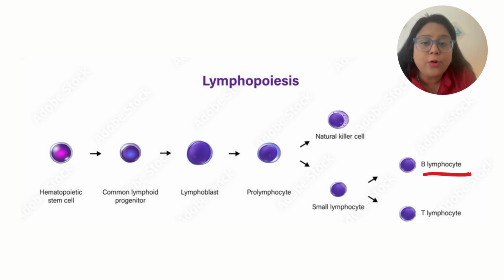Let's first talk about lymphopoiesis. Well, you all know that lymphopoiesis starts from a hematopoietic stem cell. This hematopoietic stem cell undergoes transformation to a common lymphoid progenitor, which further transforms to lymphoblast, prolymphocytes, and then small lymphocyte and natural killer cells are formed. These small lymphocytes are of two types: B lymphocytes and T lymphocytes. So, this B lymphocyte is the precursor cell for development of Hodgkin's lymphoma. When there is neoplastic proliferation of these B lymphocytes, then there is development of Hodgkin's lymphoma.